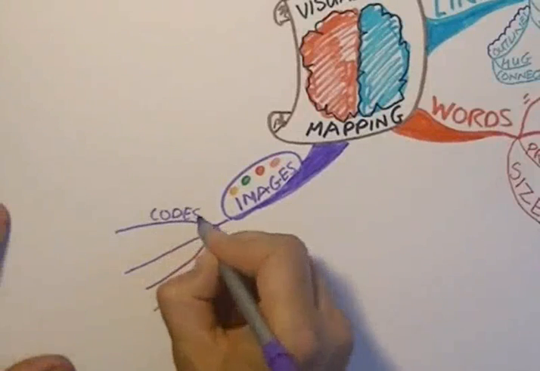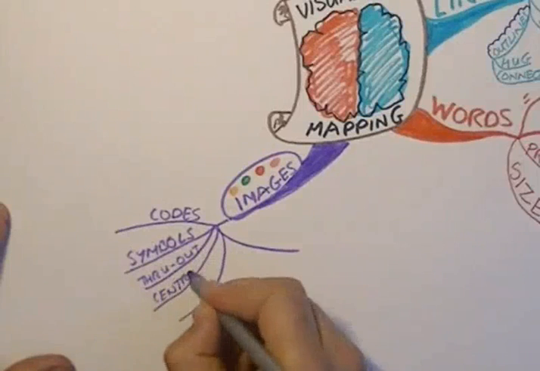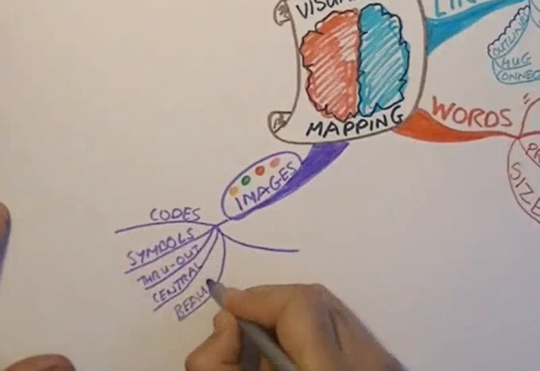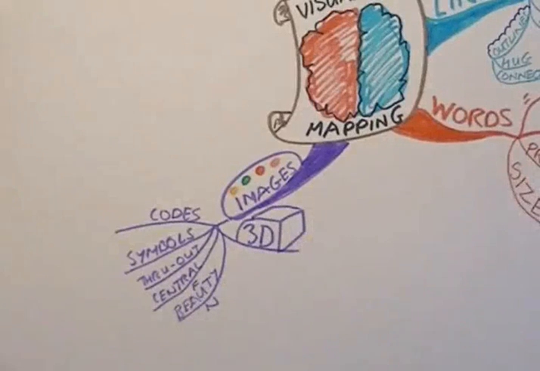They could be images expressed as code, symbols, and they should be spread throughout the visual map. There's always a central image. You should make them beautiful, have fun with them, and make them stand out. Make them 3D.